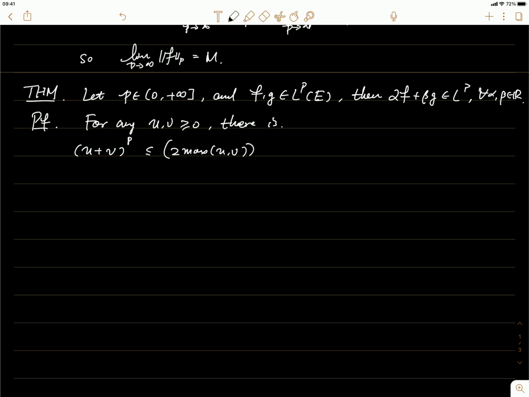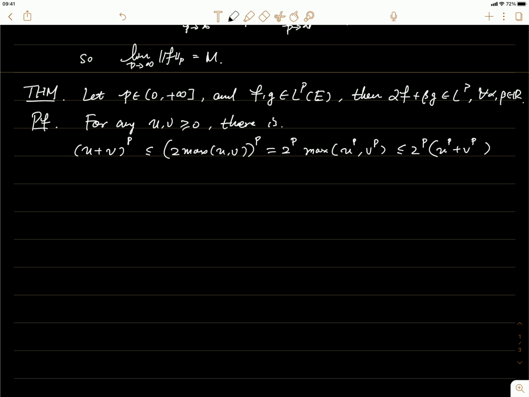Okay, so I can take the p-th power of that, and now we get 2 to the power p times the maximum of u and v to the power p. Since something to the power p is an increasing function, this is just the maximum of u^p and v^p. And this is less than or equal to the sum of these two, because both are non-negative, right? So it's less than or equal to u^p plus v^p.